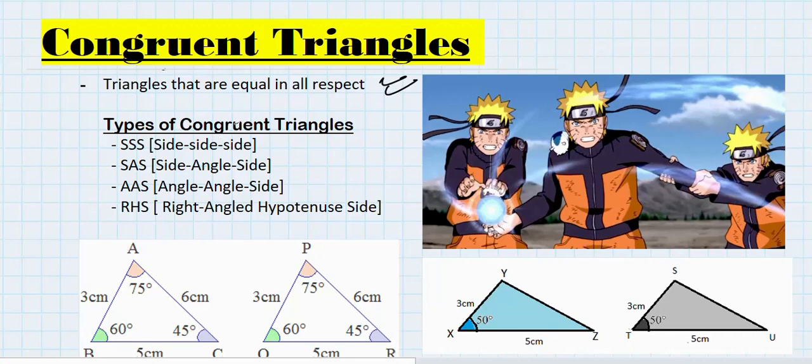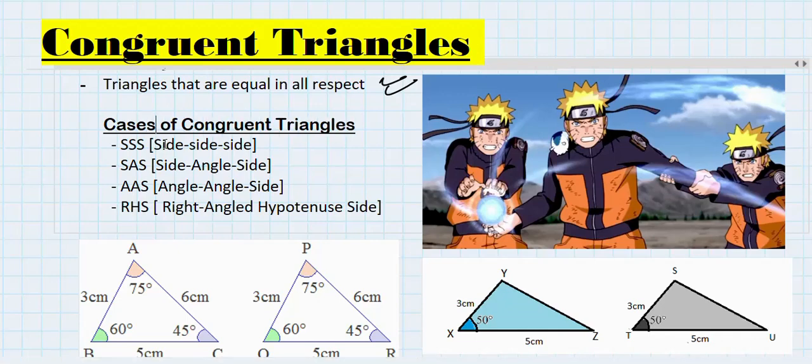So we have four cases, not types, it's cases. Let me fix this. So the cases of congruency of congruent triangles that we have: the first one is side. If I can prove three sides of one triangle to be the same as three sides of the other triangle, then it means they're congruent.